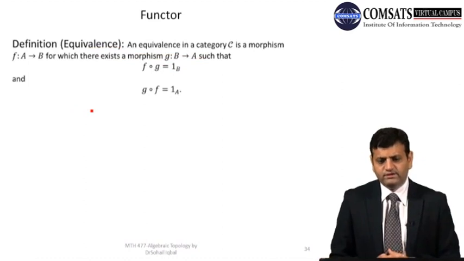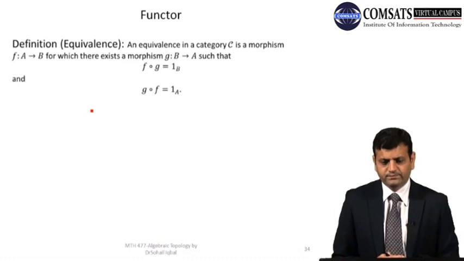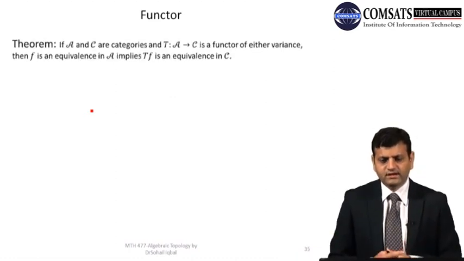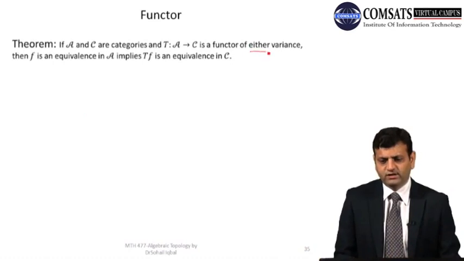An equivalence in a category is a morphism f from A to B for which there exists a morphism g from B to A such that their composition is the identity. So if A and C are categories and T from A to C is a functor of either variance, meaning it could be a contravariant functor or a covariant functor, but in both cases, Tf is also an equivalence in C. The proof of this theorem has been excluded from this course.